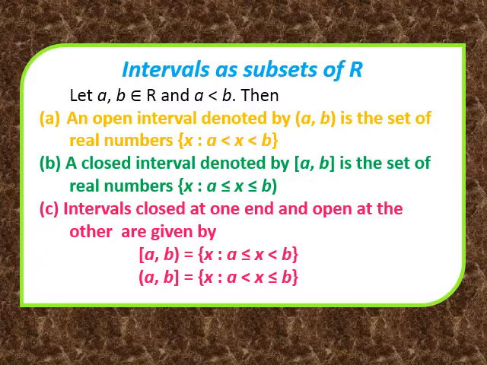Now point C, intervals closed at one end and open at the other end. Suppose we have closed a and open b, then x such that a ≤ x < b. Which side is closed, that will be equal, and which side is open, that cannot be equal. And if open a and closed b, x such that a < x ≤ b. It simply means the point where the bracket is small, that point cannot be included, and the point where the bracket is square, that point will be included. Clear? It's very important, so note down the points.